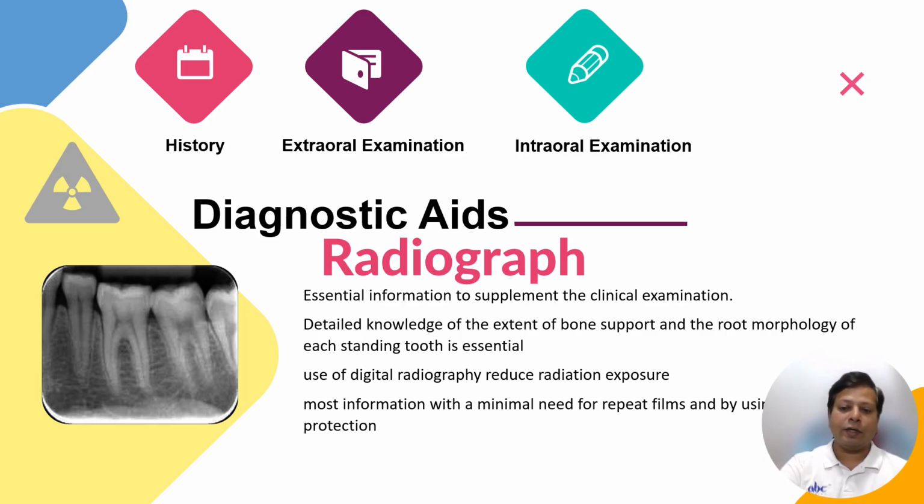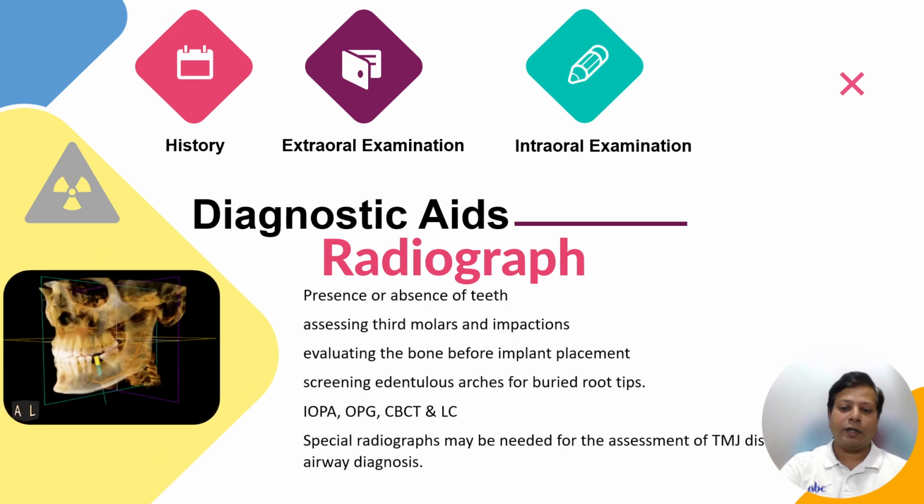There are different types of radiographs where we assess the presence or absence of teeth, the presence of third molars or any impacted teeth, evaluating the bone before and after implant placement or the adequacy of bone for implant placement, and screening of edentulous arches to look for any buried or residual root tips or teeth present inside. So generally we have different types.